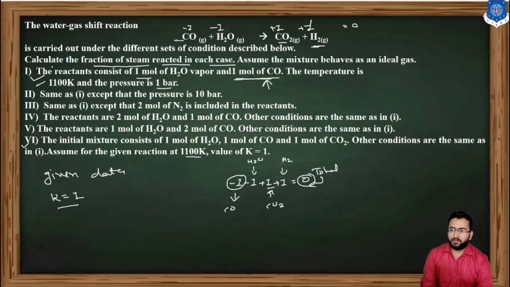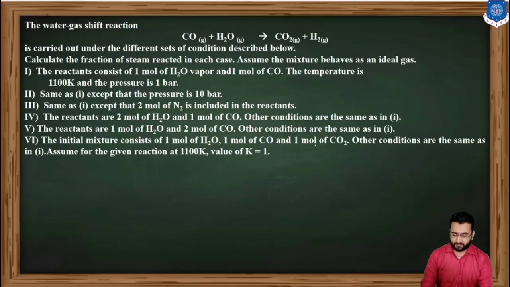Here the statement tells us to calculate the fraction of steam reacted in each case. So I am finding y of H2O is 0.25 for case number 1. Let's erase all this data so we can easily understand. For case 1, the answer is y of H2O equal to 0.25. Now let's find it for case 2.